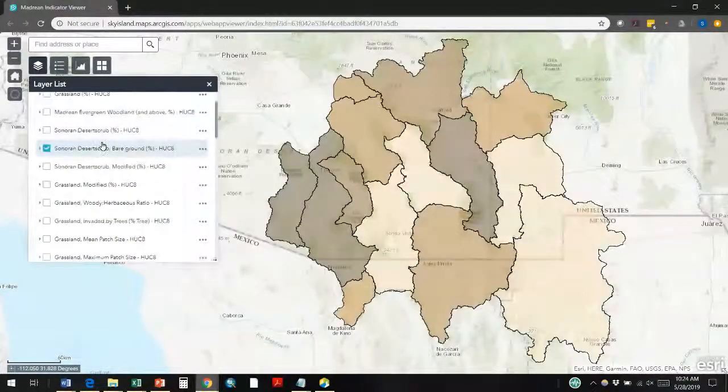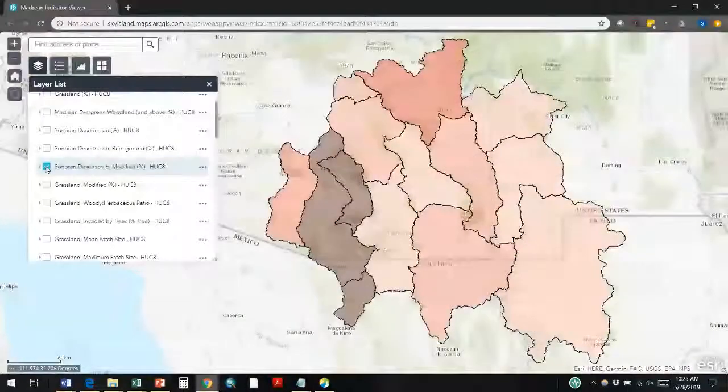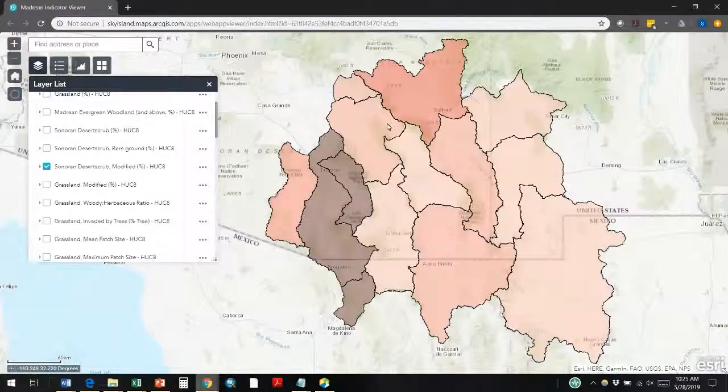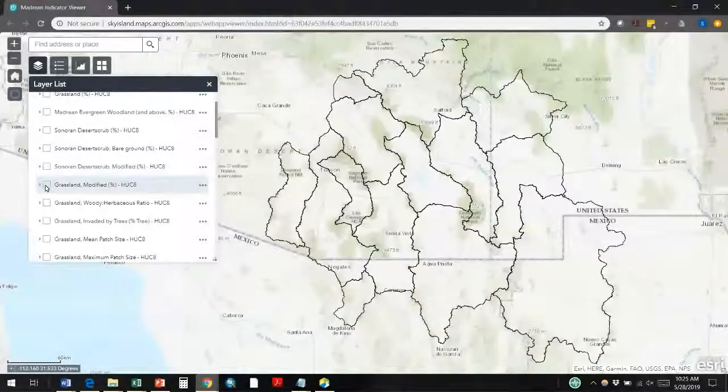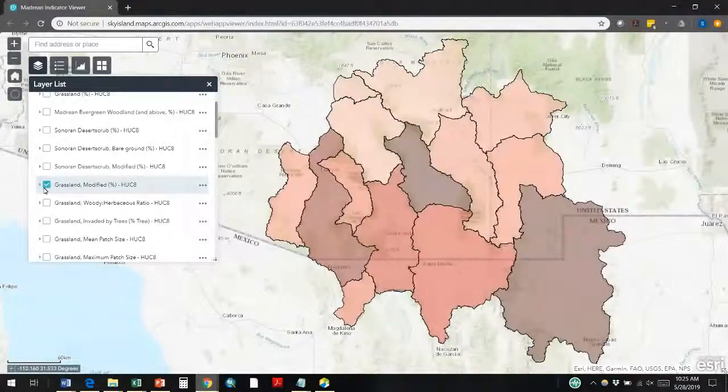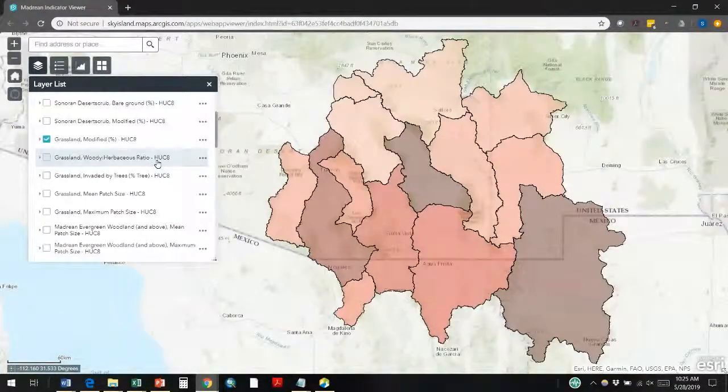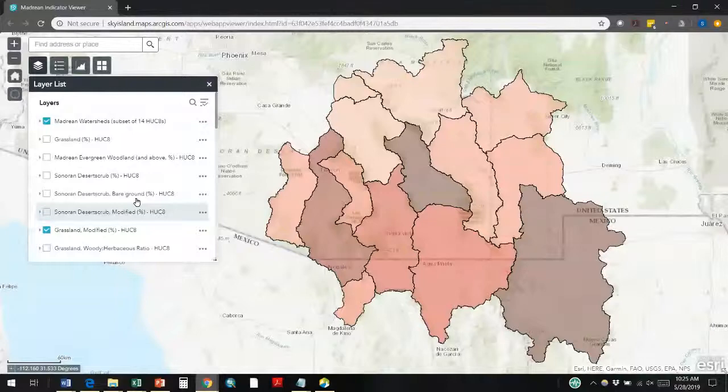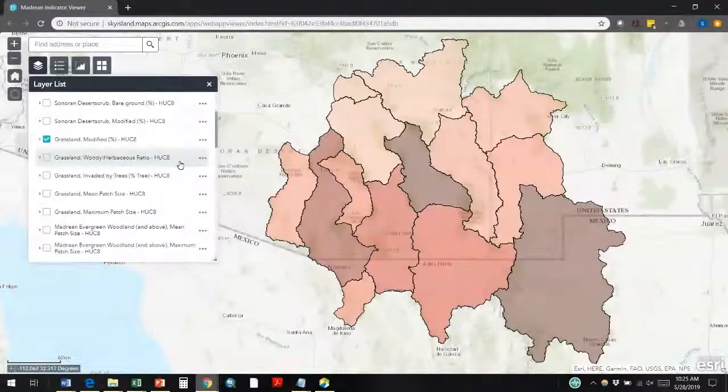And then here we have the percent bare ground in any of the desert scrub areas. And then here we have what percent of the Sonoran Desert Scrub areas are modified. So it's based on Brown and Lowe information too, and that North American land cover system. And we've done the same, so that's Madrean evergreen woodlands, Sonoran Desert Scrub, and then there are some of the same statistics for grassland, such as what percent of the grasslands have been modified here.